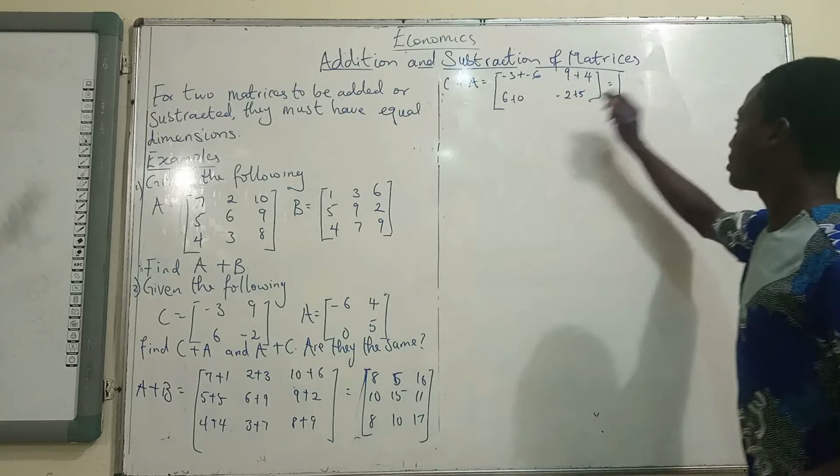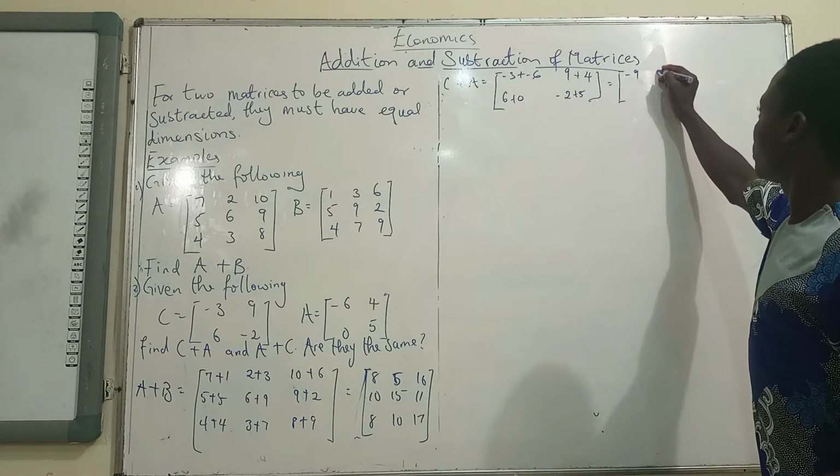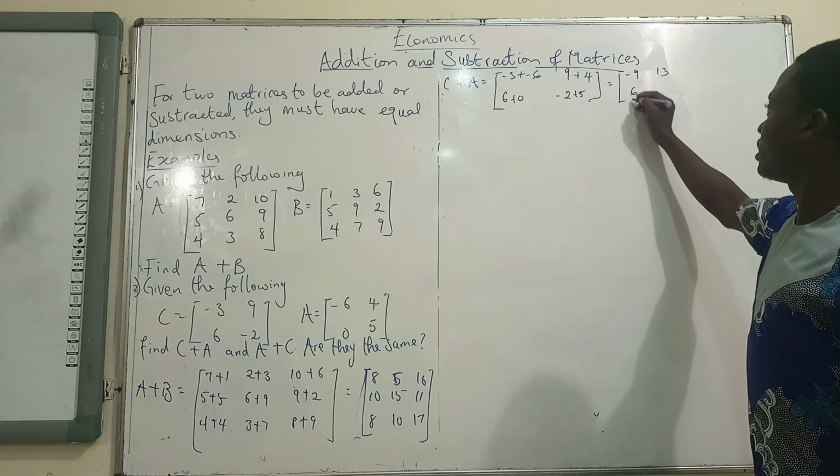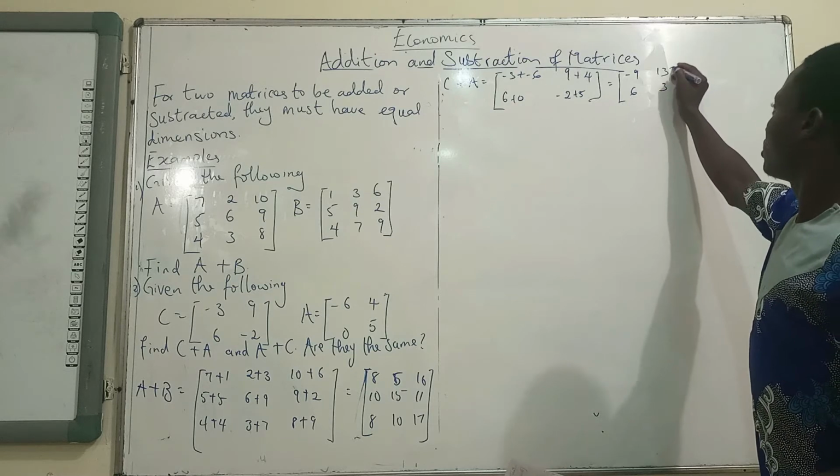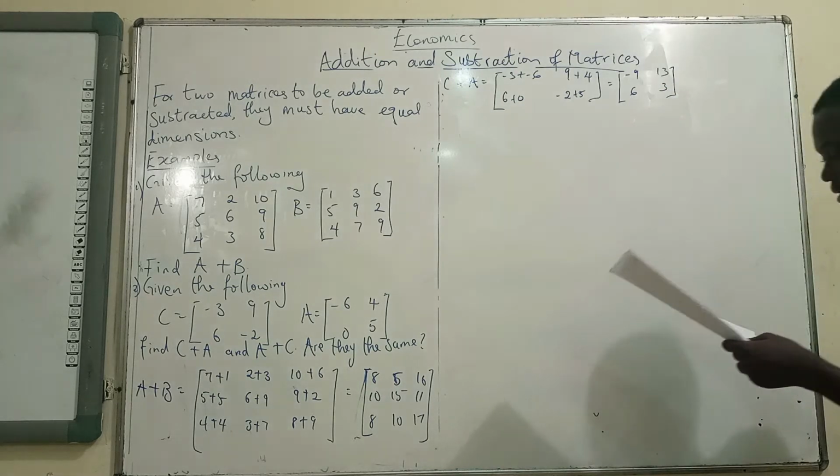By the time we finish this, what do we have? Minus 3 plus minus 6 is going to give us minus 9. 9 plus 4 is 13. 6 plus 0 is 6. Minus 2 plus 5 is 3. So we have minus 9, 13, 6, and 3.